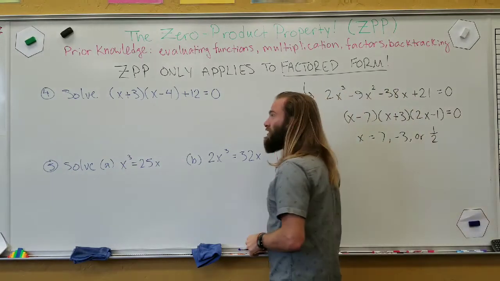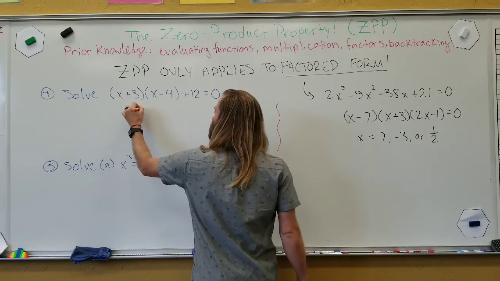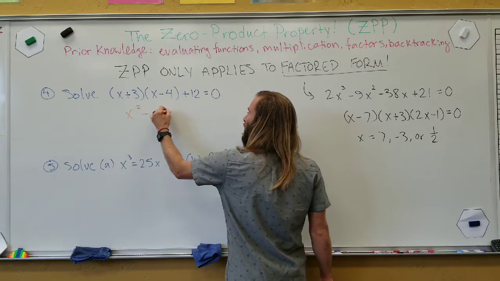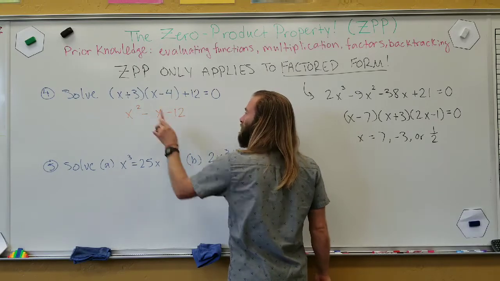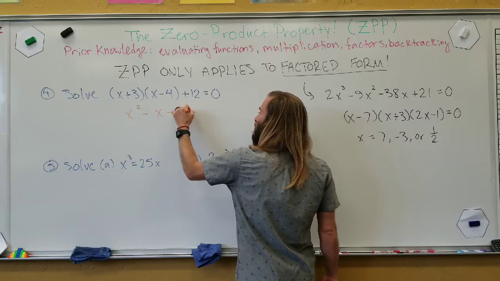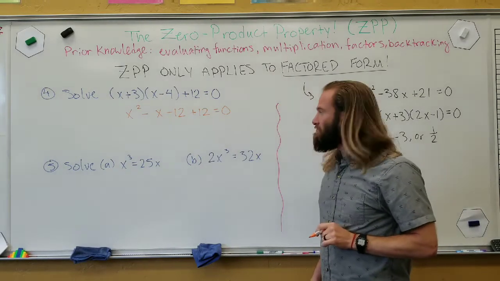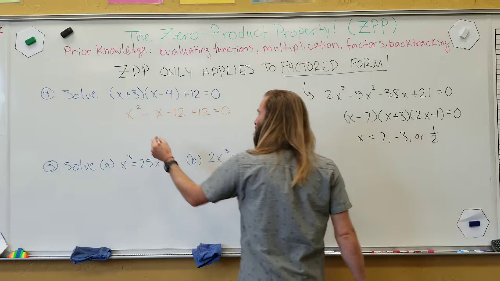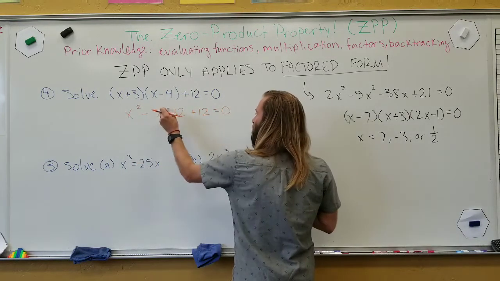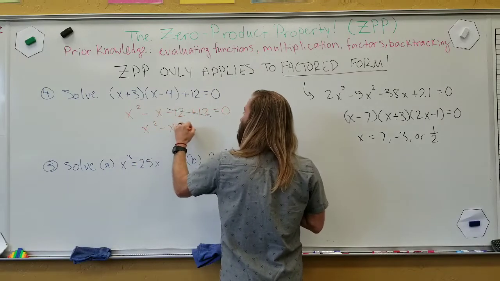So let's go ahead and look at this. If you multiply x plus 3 times x minus 4, we should get x squared minus x minus 12, because you're going to have a 3x and a minus 4x when you add them together. And then we have that plus 12 at the end equals 0. And then it's going to look like the format that we had before. So this minus 12 and plus 12 cancel each other out, and I'm left with x squared minus x equals 0.